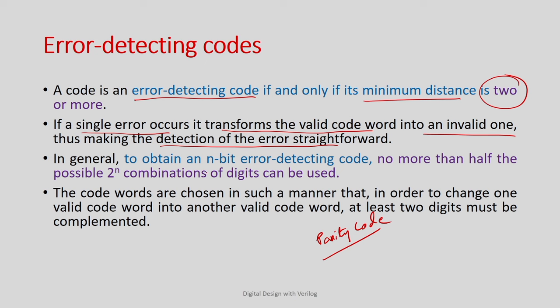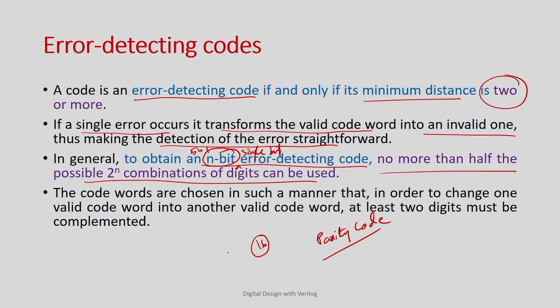So, this is the point I was making. If there is an n-bit error detecting code, more than half of the possible 2 to the power n combinations of digits cannot be used, okay. This is our 5 bits that I just talked about. We are all bothered about a single bit error, okay. So if I have 5 bits, I can only use half of it. That means 2 to the power 5 is 32, so I can use 16 of them, okay. Half of them will be error codes.